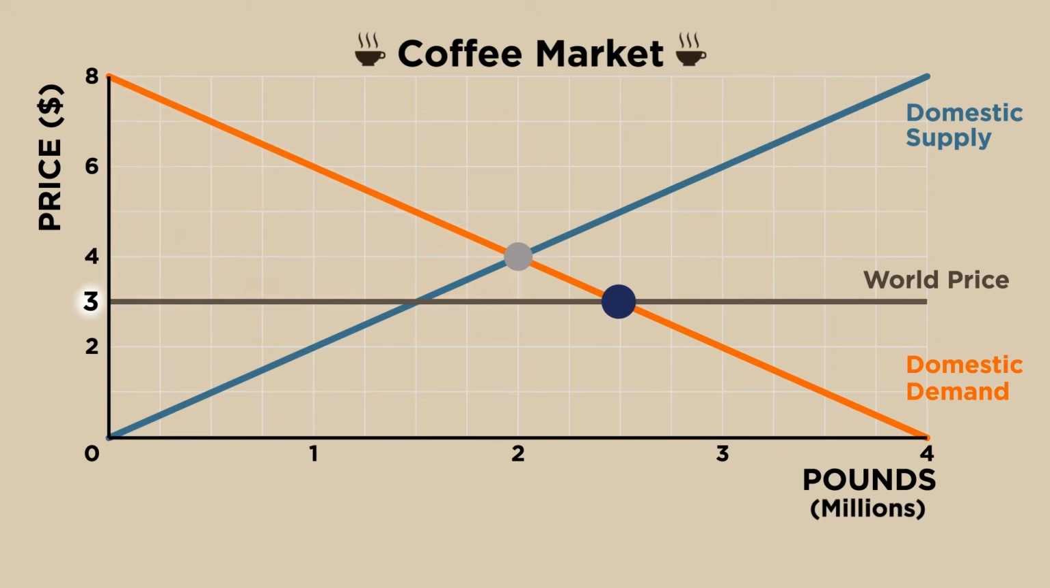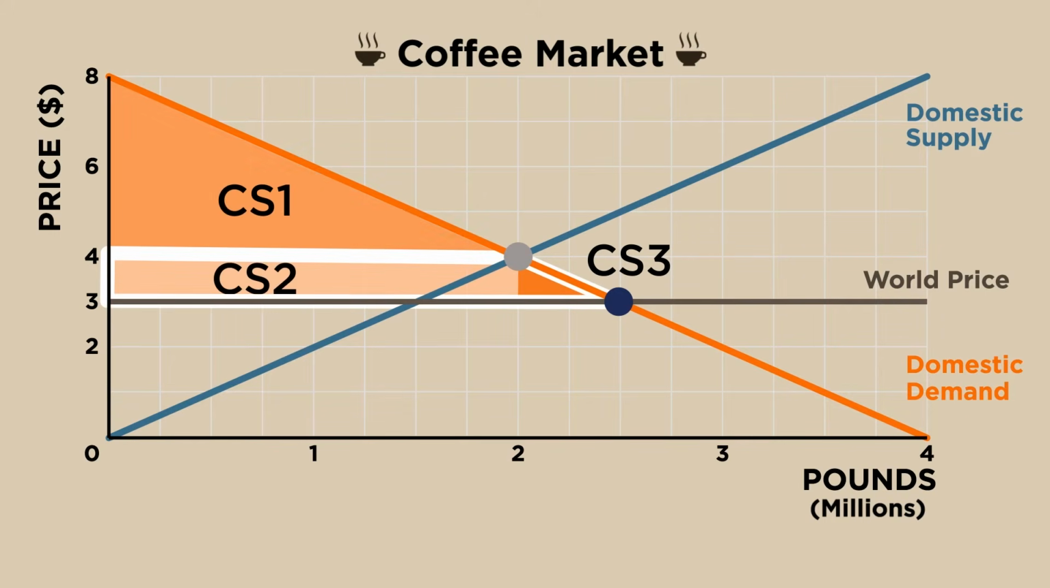Second, the lower price makes it possible for some buyers who wouldn't have bought coffee at the higher price to now buy it. This increases consumer surplus too. It allows for more trades that wouldn't have occurred at the higher price and is shown here at CS3. In sum, consumer surplus increased by this amount of both CS2 and CS3.